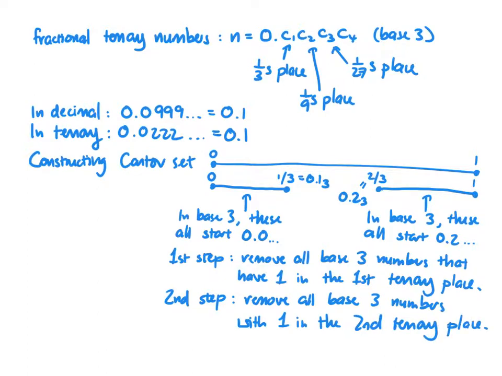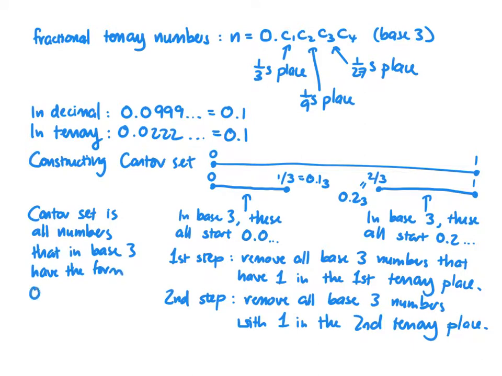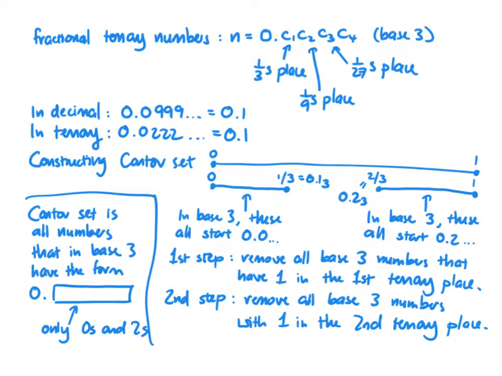Okay, so the upshot of this is the following. The Cantor set is all numbers that in base 3 have the form 0 point something with only 0s and 2s. Okay, so that's what the Cantor set is.